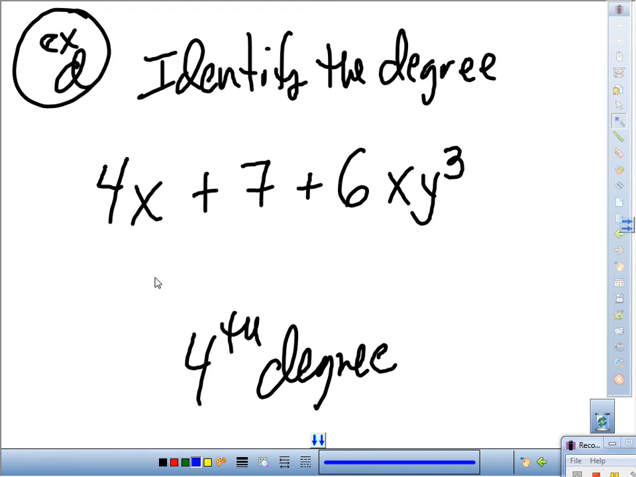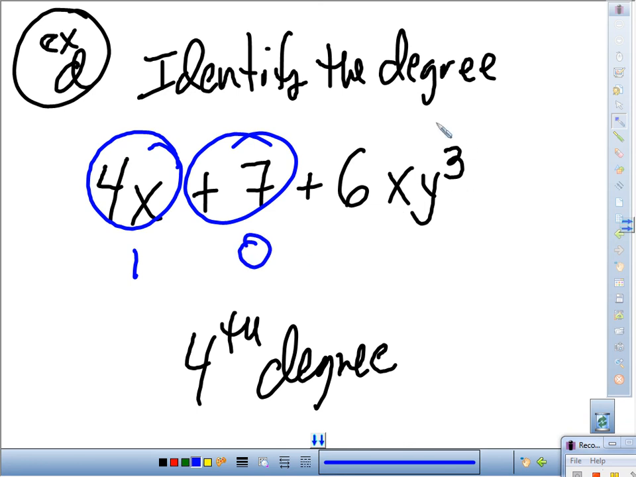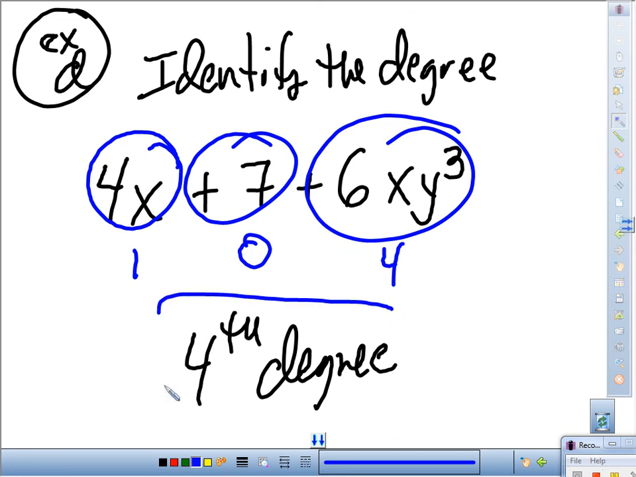Okay, here we go. First thing I would do is find the degree of each term. What is the degree of this one? 1. Degree of this one? Degree of this one? 4. Therefore, see what I did there? The degree of this polynomial is the highest degree of them all. What is the highest degree of those? 4. That's why this is a 4th degree. You got it? Okay, let's do another one.